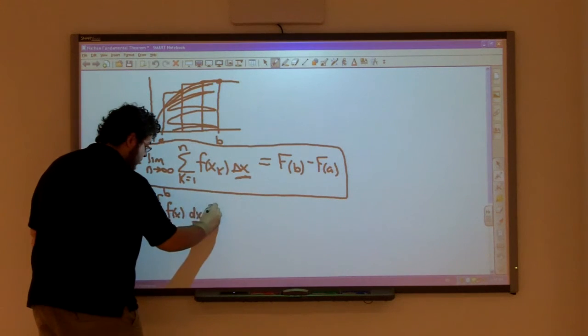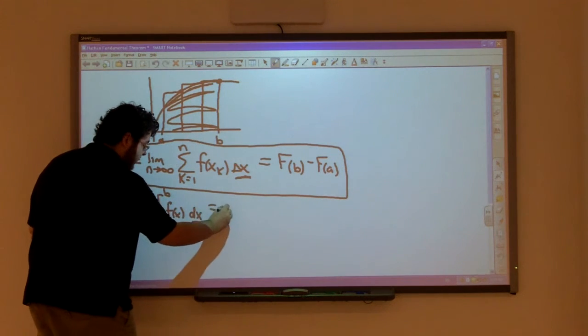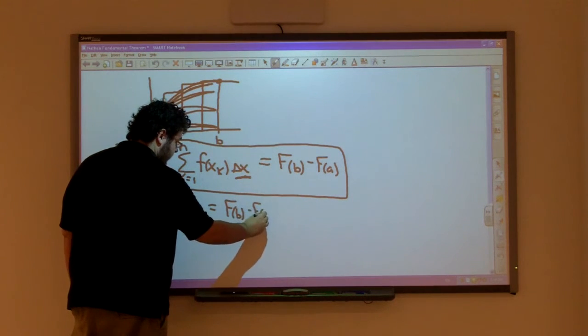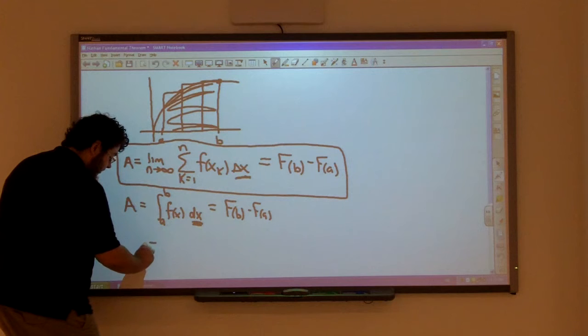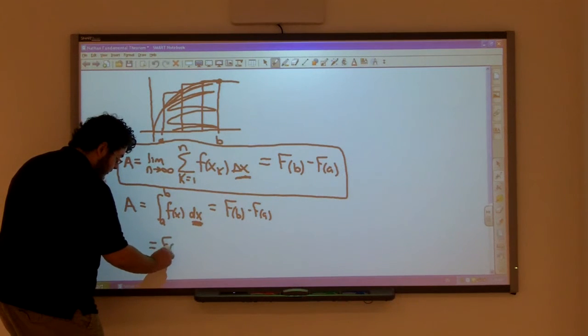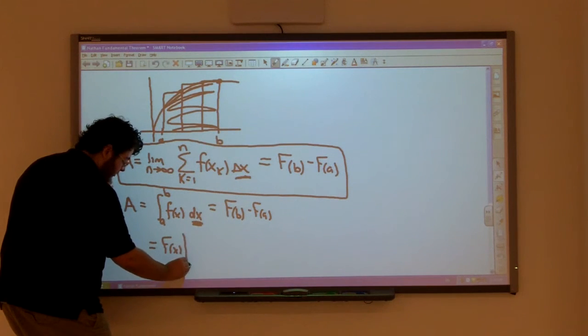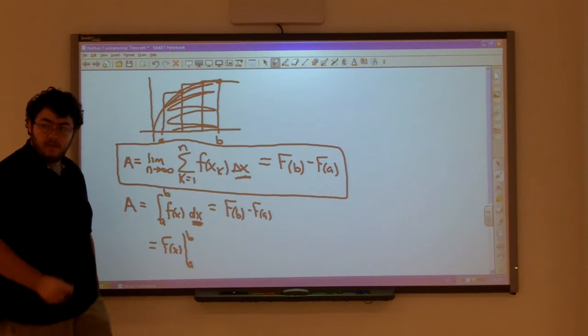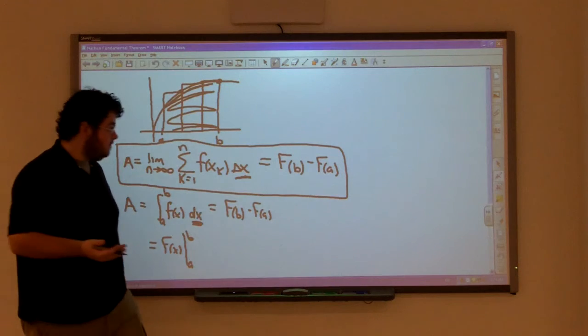And so we write this as the antiderivative at b minus the antiderivative at a. We can also write this as the antiderivative, and then we use this notation, which means evaluate at b minus evaluated at a. So let's do an example of this, okay?